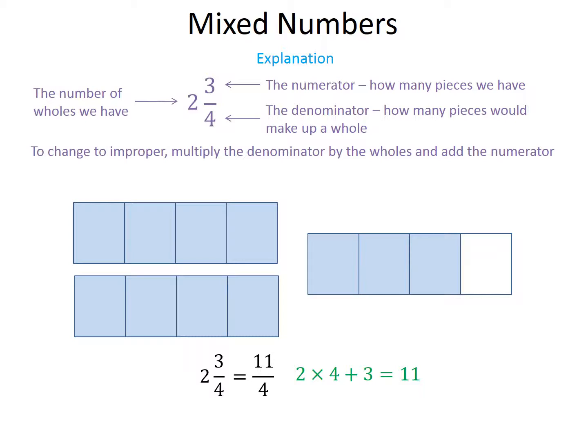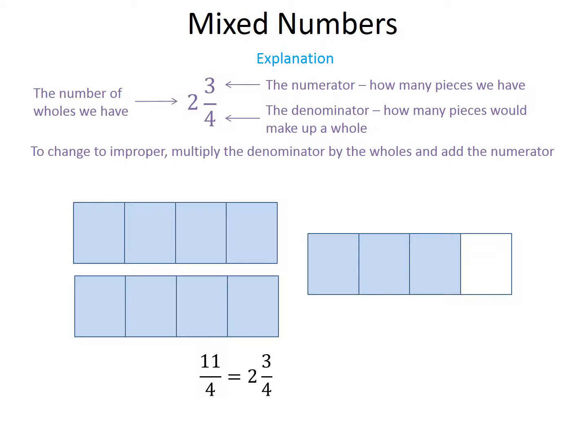So that's how we change an improper into a mixed. And of course the denominator stays the same. Now we can also of course do the reverse. We start with our improper fraction. We already know it's equal to 2 3/4 because we just saw that a few moments ago. But how do we get to 2 3/4?